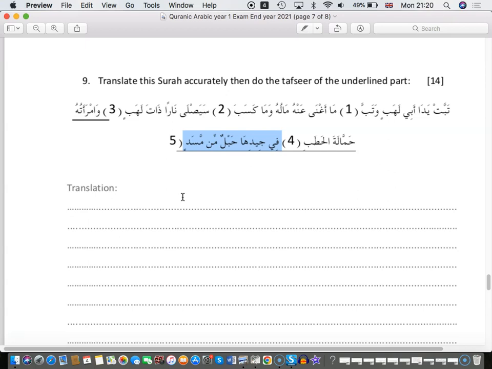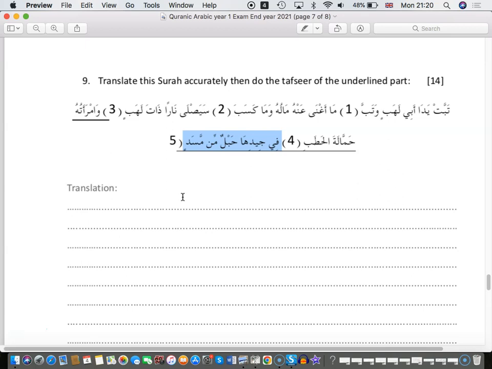Fi jidiha hablum min masad. In her neck is a rope from fiber, date fiber, twisted date fiber. That's better, that's more accurate now. Still, it can be refined.